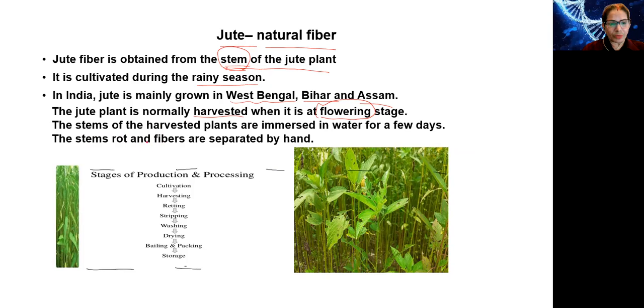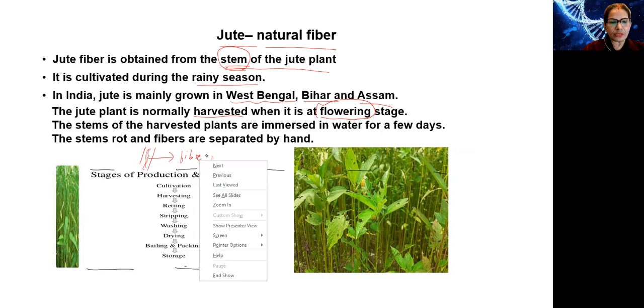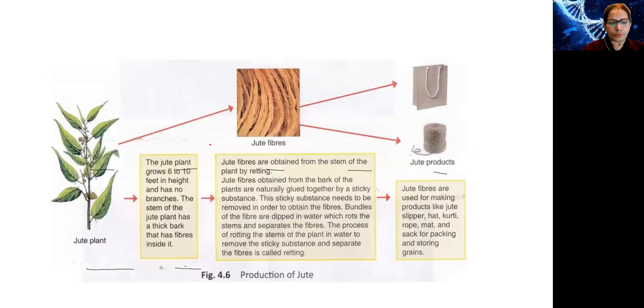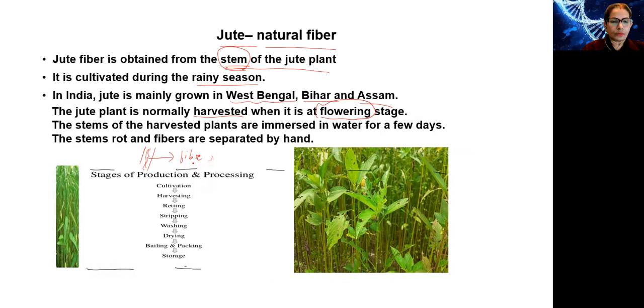Now these jute fibers from inside the bark have to be removed. This is the bark. So it has a thick stem and inside we have the jute fibers. So the jute fibers have to be separated.